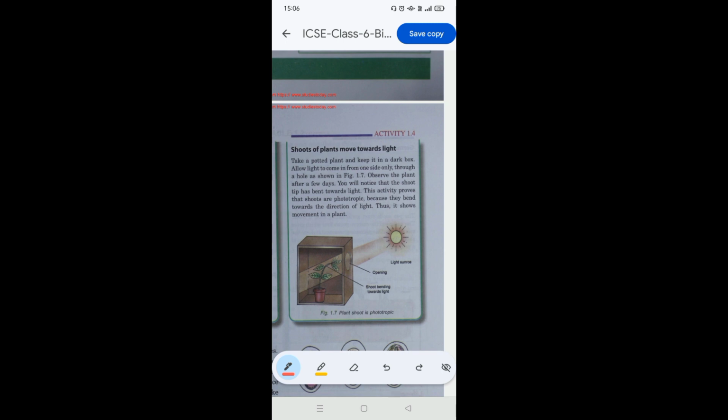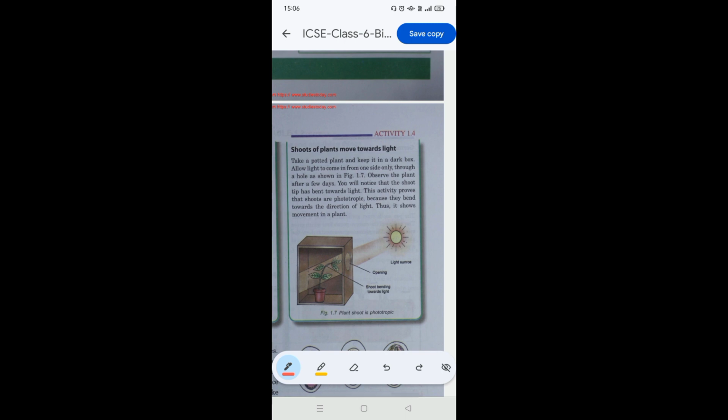You will notice that the shoot tip has bent towards light. This activity proves that shoots are phototropic because they bend towards the direction of light. Thus, it shows movement in a plant.